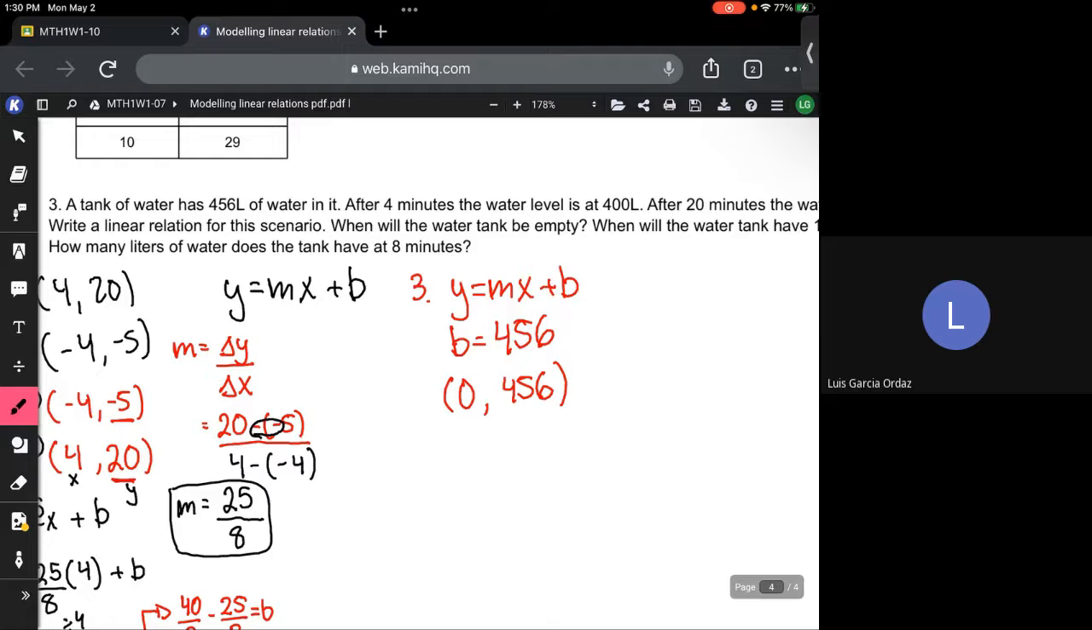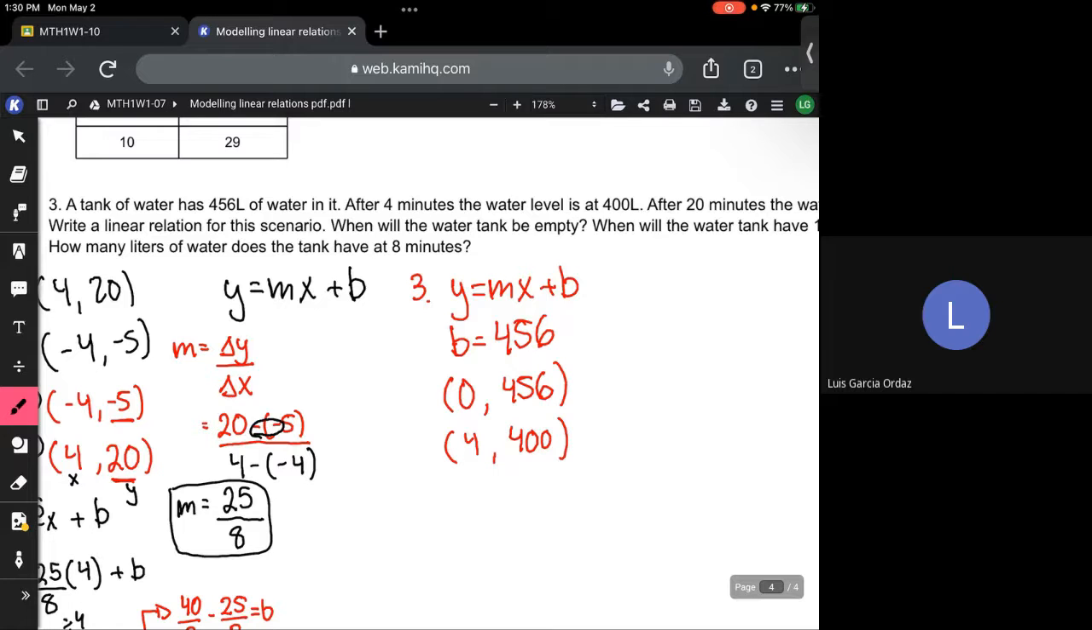What's the next point in the question? No, we already have our y-intercept. 4 and 400. Because at 4 minutes, we have 400 liters left. Based off the question, is my rate of change, or my slope, going to be positive or negative?